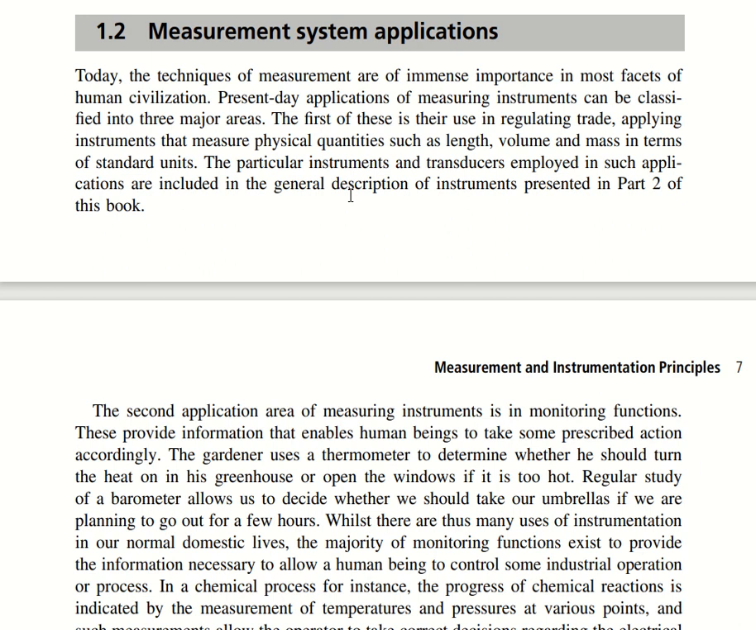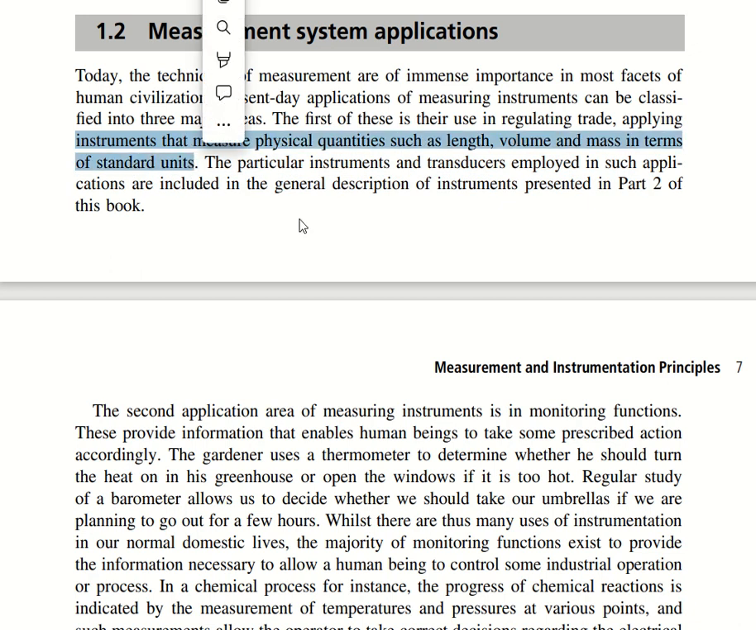So see, in present day applications, measuring instruments can be classified into three major areas, right? First, regulating trade. Second, applying instruments that measure physical quantities like length, volume, weight or mass in terms of standard units. And third, we are going to discuss later on. Right now, focus on these two: regulating trade and applying instruments that measure physical quantities such as length, volume, mass in terms of standard units. So the particular instruments and transducers employed in such applications are included in the general description, which we are going to see in the second part of this book.